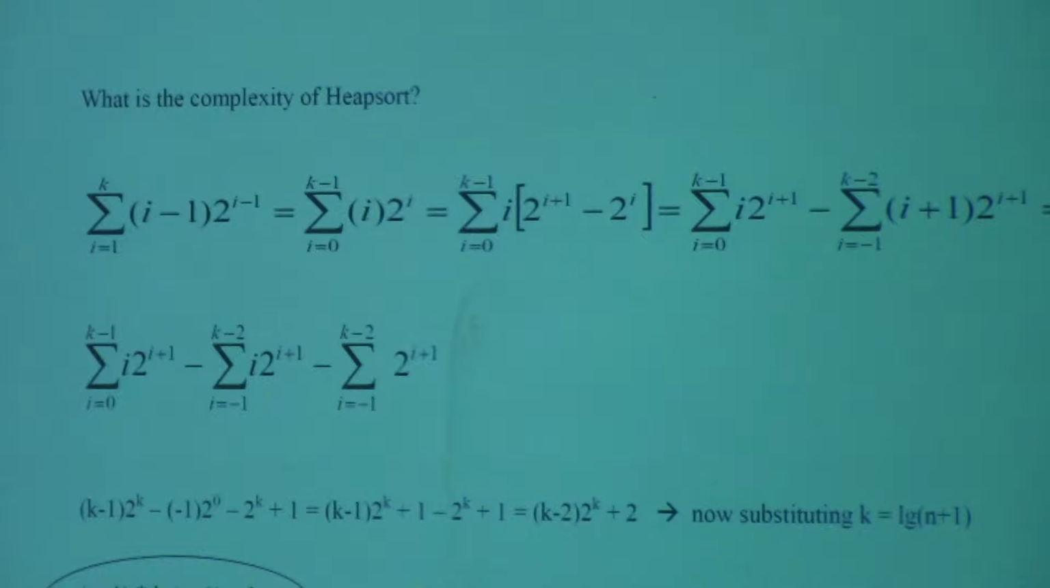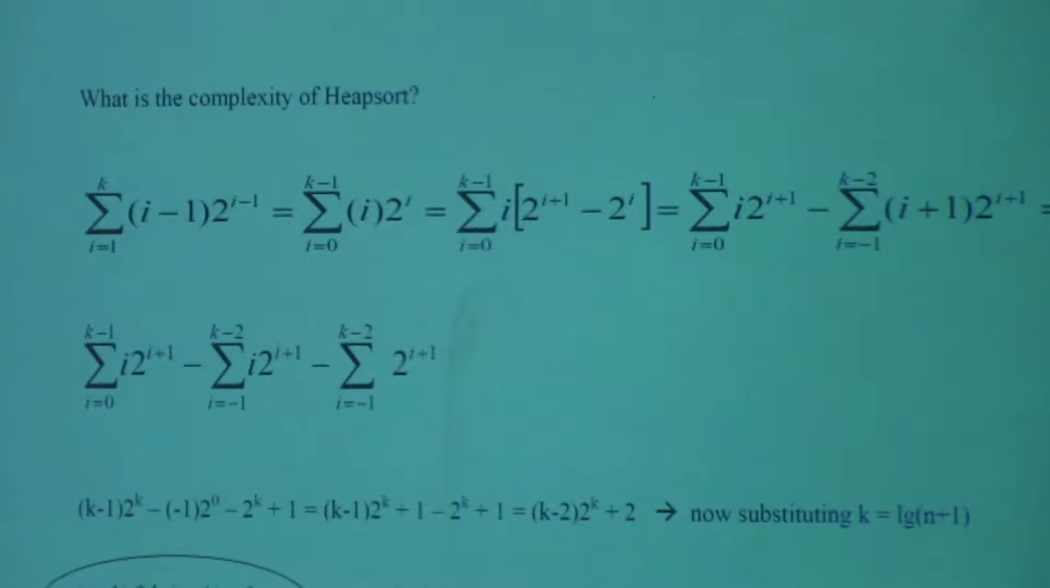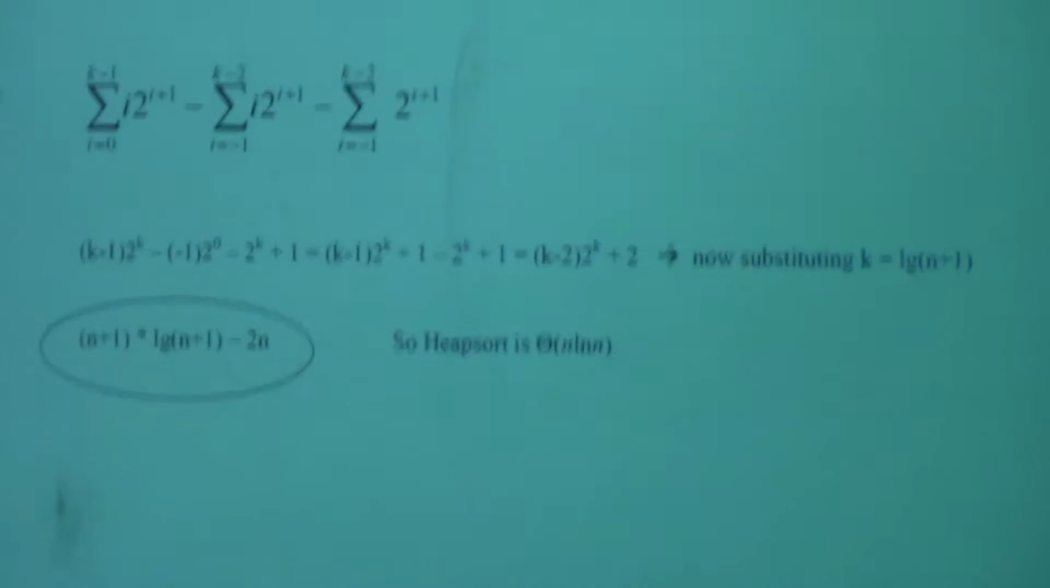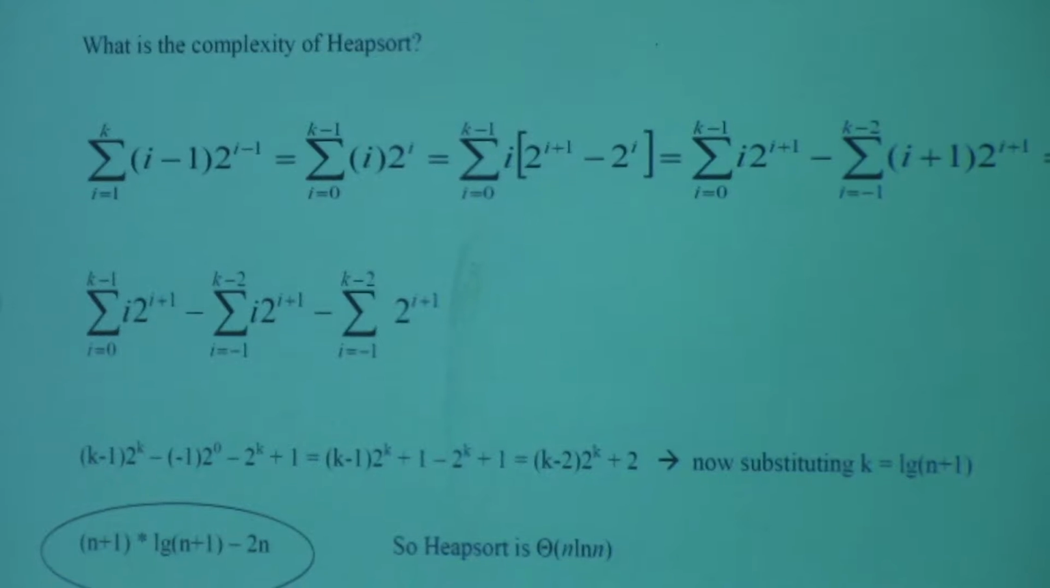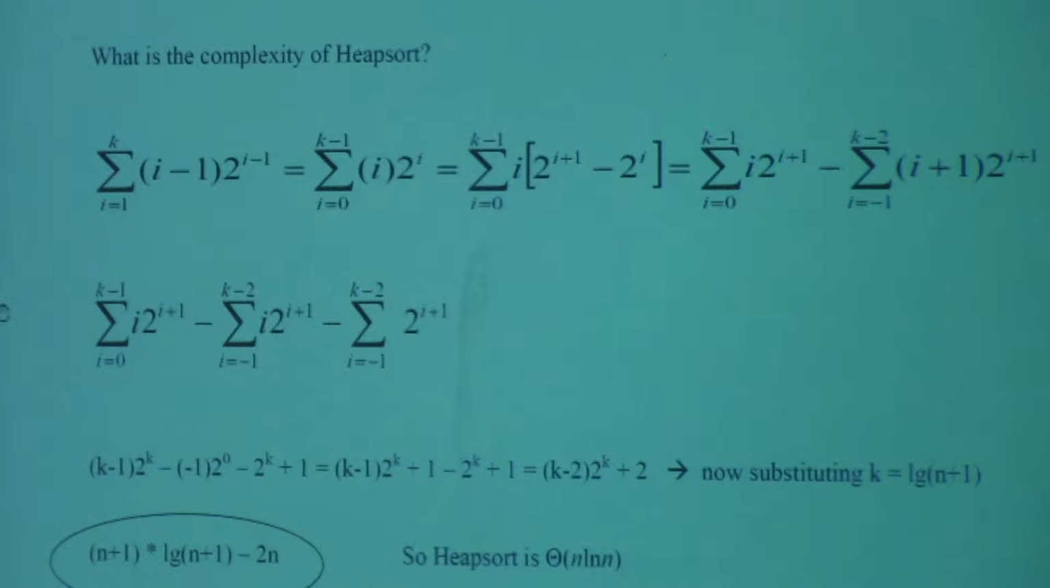Okay, so when we finish this analysis, all the summations, I'm not going to bore you with that, we end up with n plus 1 times lg of n plus 1 minus 2n. So we see that the complexity of it ends up in fact being n log n. So in fact, you can see it's going to be n log n minus 2n. So the number is actually slightly smaller. The instruction count is actually slightly smaller than n log n, but it's theta n log n. That's the worst case analysis.